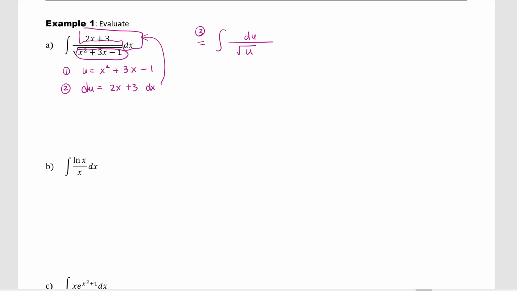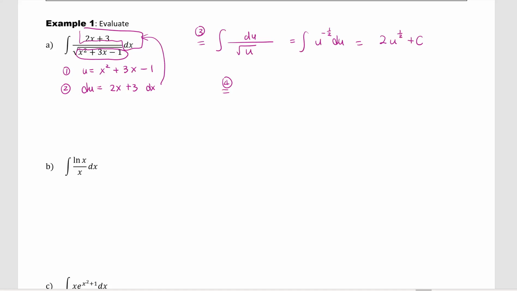Okay, so let's continue. This is u to the minus 1/2 du. What do we do? Power rule. We add 1 to the exponent, so it becomes u to the 1/2. After we integrate it, don't put the integral sign. And then dividing by 1/2 is the same as multiplying by 2. And then plus C. And the fourth step, put our x back after we finish integrating.